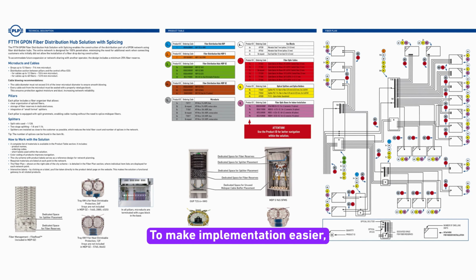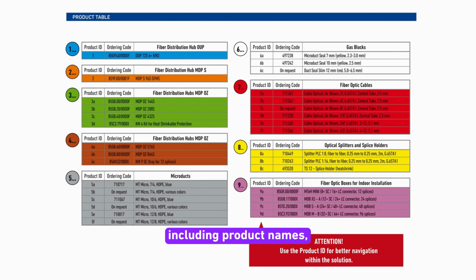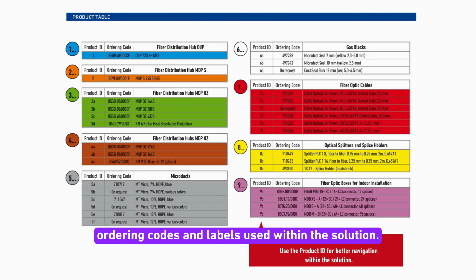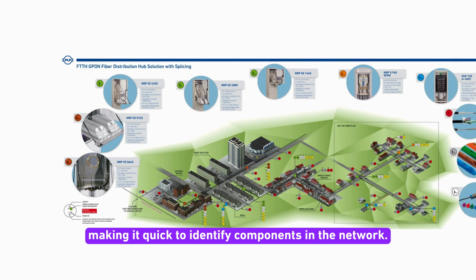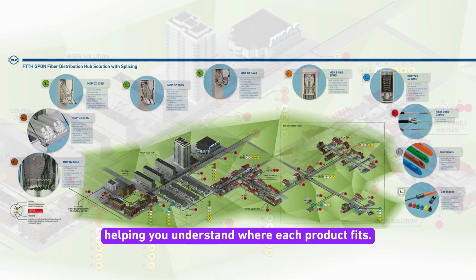To make implementation easier, we've made navigation simple and intuitive. You'll find a complete list of materials in the product table, including product names, ordering codes, and labels used within the solution. Each product category is color-coded, making it quick to identify components in the network. The city scheme with product labels acts as your network blueprint, helping you understand where each product fits.